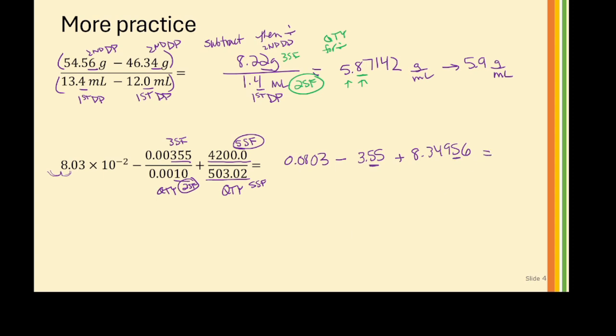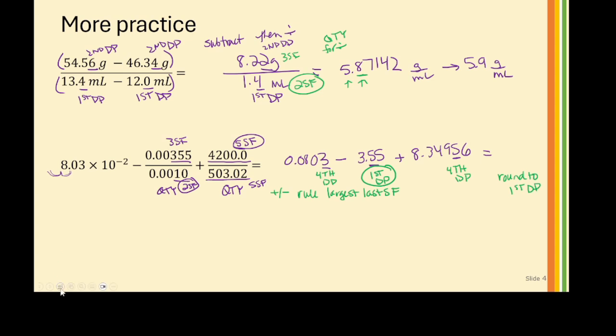So note that now the last one is addition and subtraction. The rule is the largest last significant figure. So this one is good to the 4th decimal place. This one is good to the 1st decimal place. This is good to the 4th decimal place. So this is my least precise, and I'm going to round my answer to the 1st decimal place.